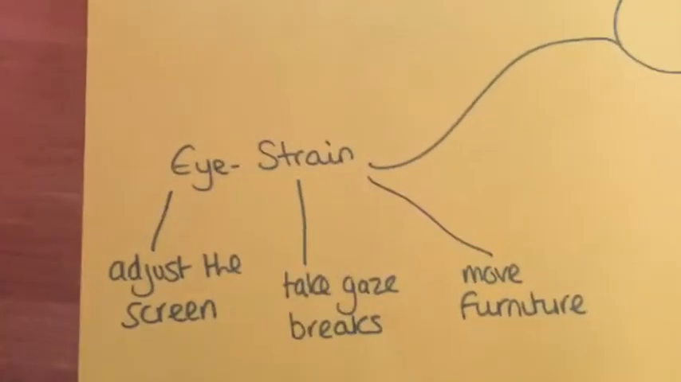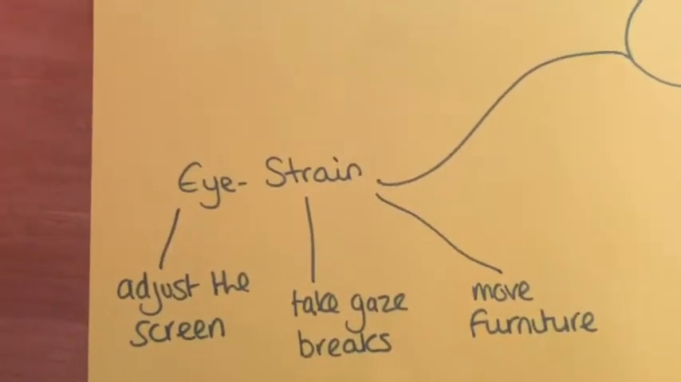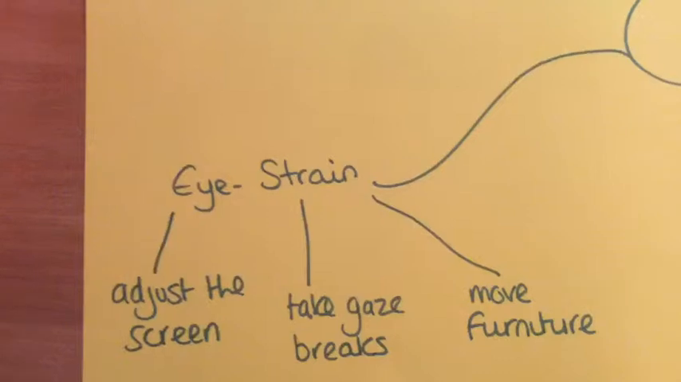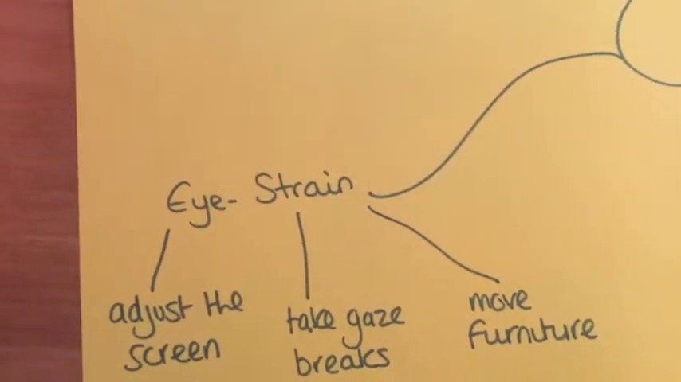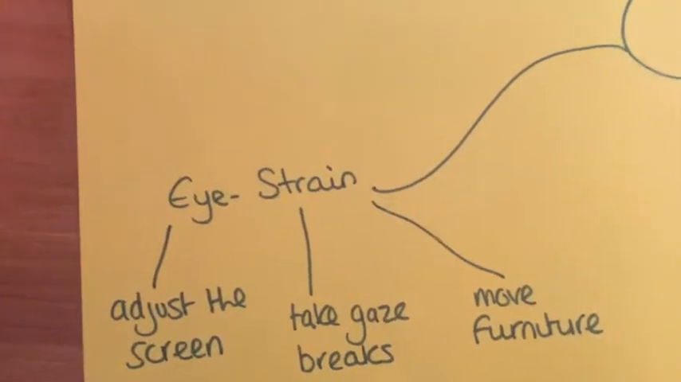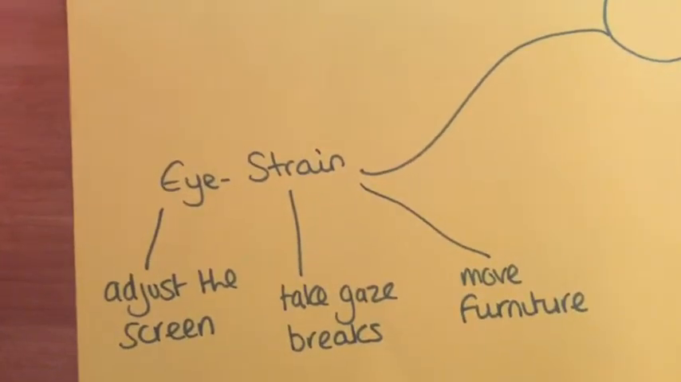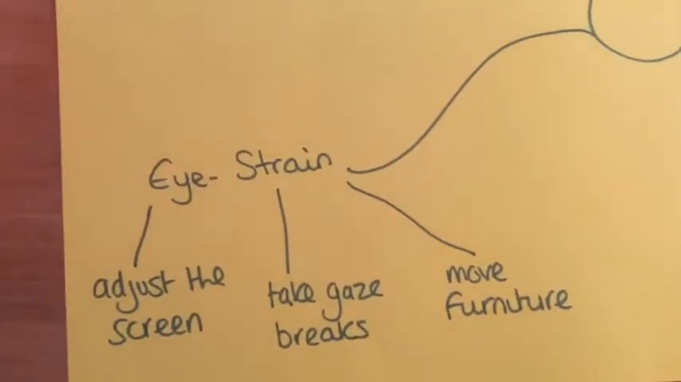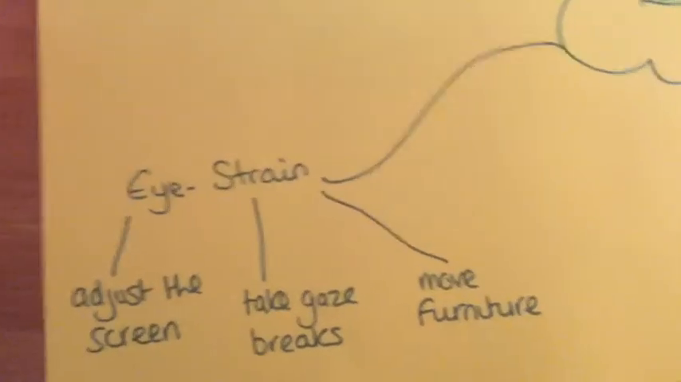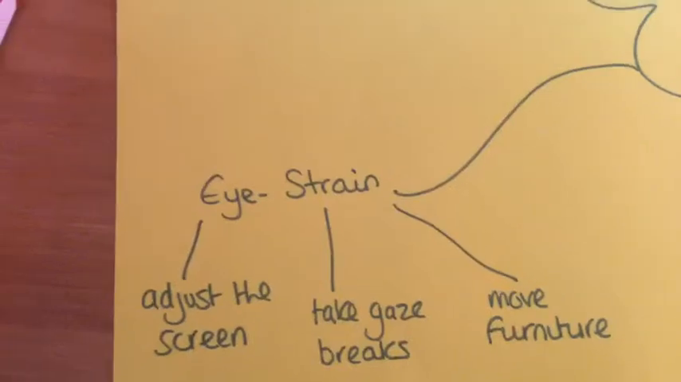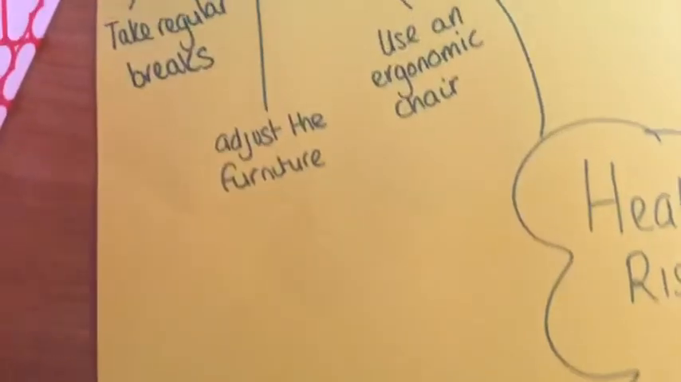The next health risk is eye strain from looking at the screen for too long. To overcome this, you adjust the screen, take gaze breaks, and what this means is you move away from the screen so you're not looking at it for too long. And finally, move furniture so that the light doesn't shine on the screen. And I'm not suggesting that you all rush home and start moving your parents' living rooms around.